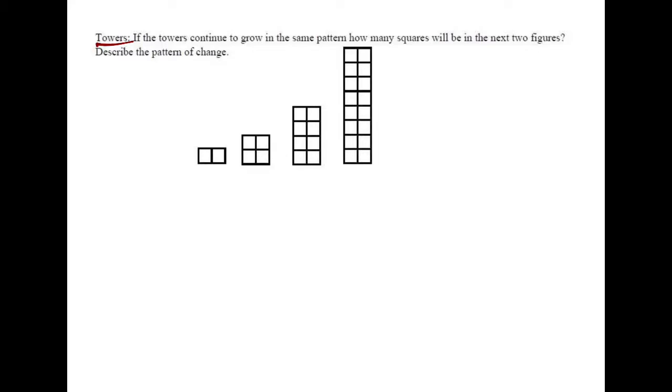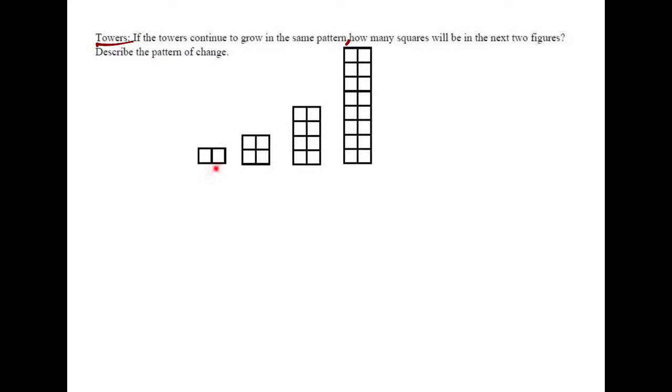If the towers continue to grow in the same pattern, how many squares will be in the next two figures? Describe the pattern of change. Okay, so first of all, you need to figure out what the pattern is, so you know how to figure out what the next two are going to look like, and then answer the question about how many there will be. Okay, so let's take a look at it.